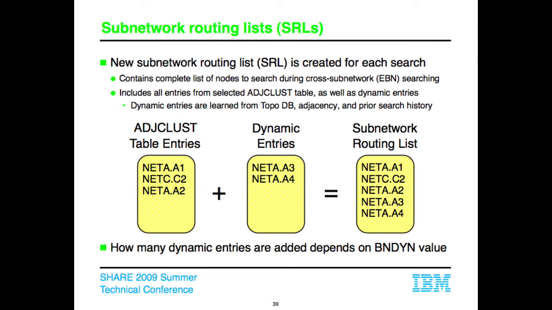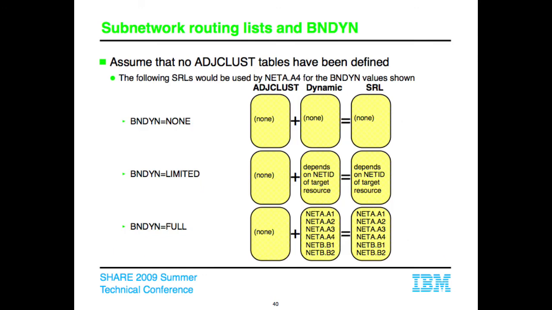How many dynamic entries might be allowed? Well, that kind of depends on your BN dyne value. So here's another little example. Assume that we have no adjacent cluster tables defined, and we're going to use the following subnetwork routing list on A4. This is what the subnetwork routing list would look like, depending on what you coded for BN dyne, either on the table or as the start option, depending on what we're using. For border node dynamics equals none, there's no adjacent cluster table, so there are no entries in there. We're not allowed to do any dynamics, and so we basically do no searching.